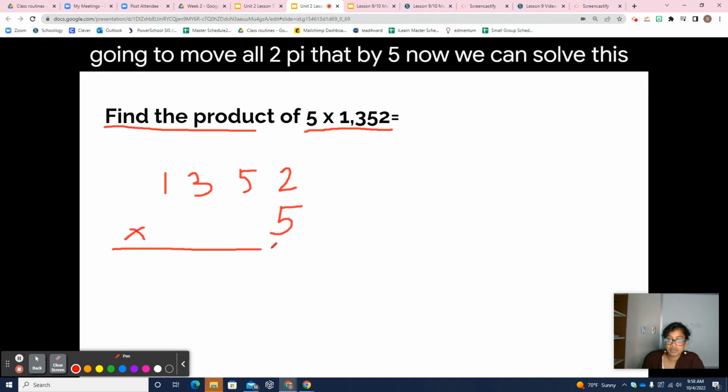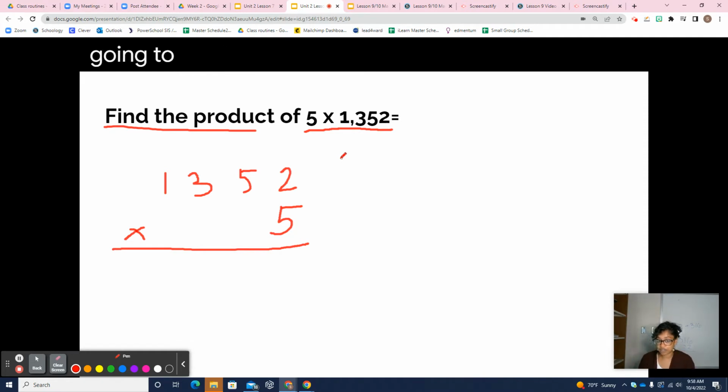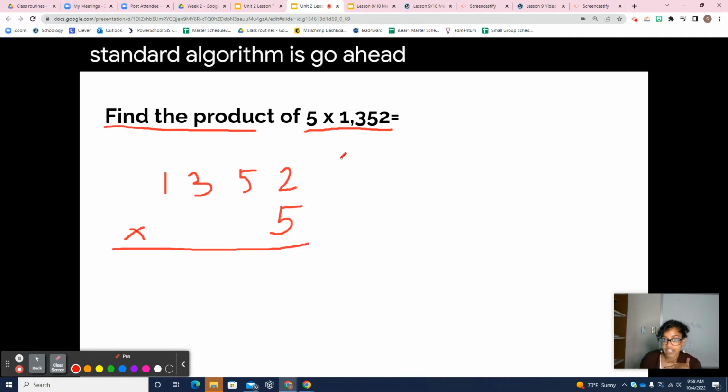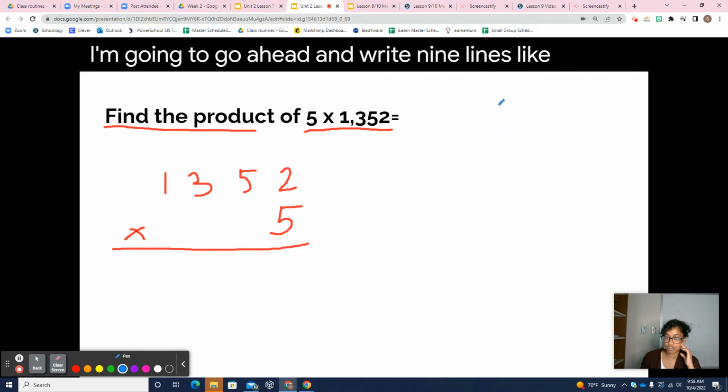Now, we can solve this in a couple of different ways. We learned the box method. We can also do repeated addition. But today we're going to do the standard algorithm. What I like to do when I'm using the standard algorithm is use a strategy called 9 lines. I'm going to write 9 lines like this over in the corner.